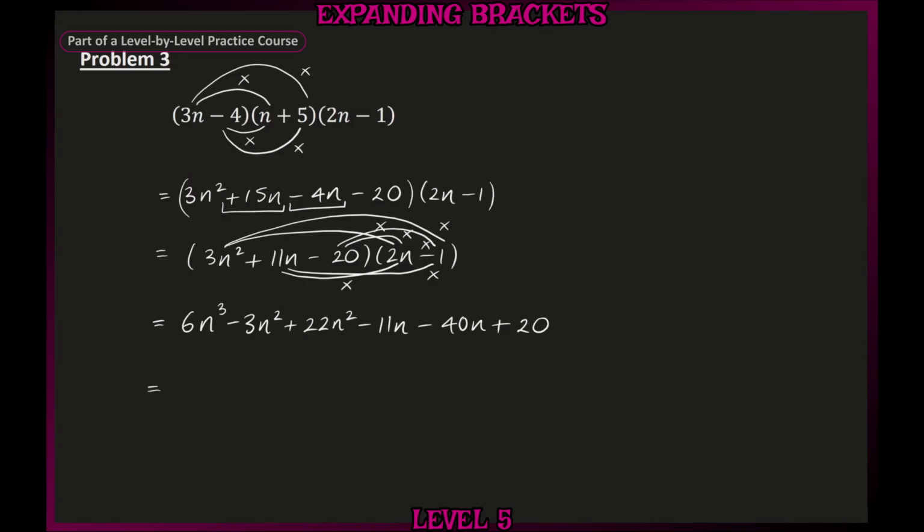To finish off this problem, we now need to collect together any like terms that we have left. So we have 6n cubed, we can collect together minus 3n squared and plus 22n squared by doing 22n squared minus 3n squared, and this gives us plus 19n squared. We can also collect together the minus 11n and the minus 40n, which gives us minus 51n, and we have a plus 20 on the end. So our final answer to problem 3 is 6n cubed plus 19n squared minus 51n plus 20.